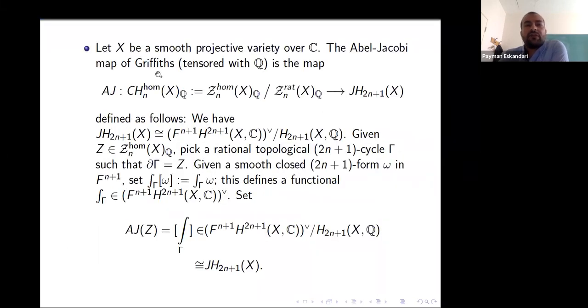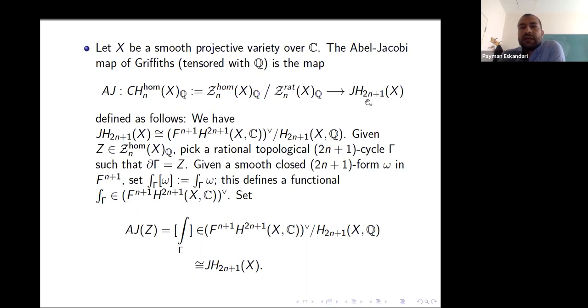And now the Griffiths Abel-Jacobi map, and everything here up until the very last slide is tensored with Q. So the Griffiths Abel-Jacobi map tensored with Q is a map, which we can denote by AJ. It's going to go from homologically trivial cycles modulo rationally trivial cycles, so this is the homologically trivial subgroup of the Chow group of n cycles, to this intermediate Jacobian, and it's defined as follows.